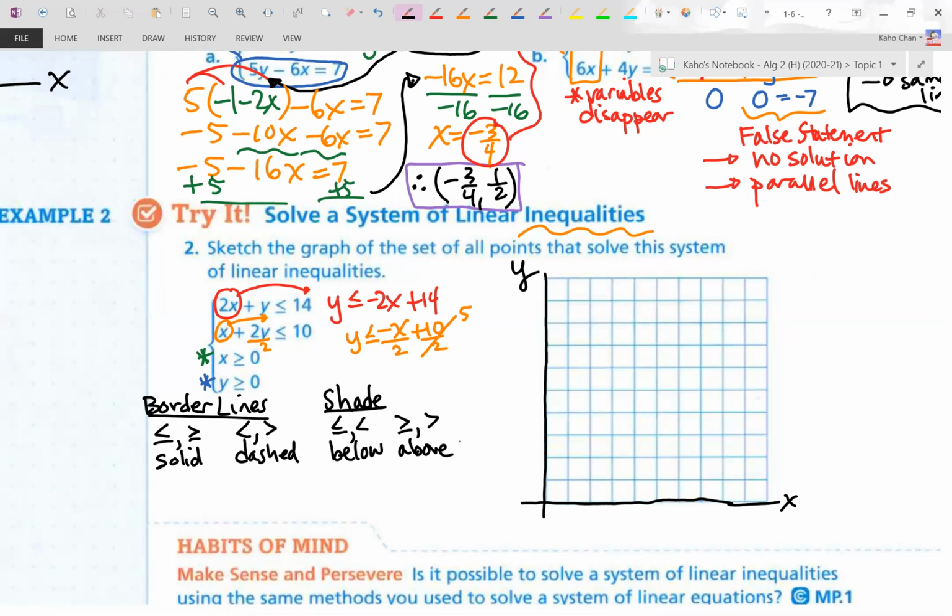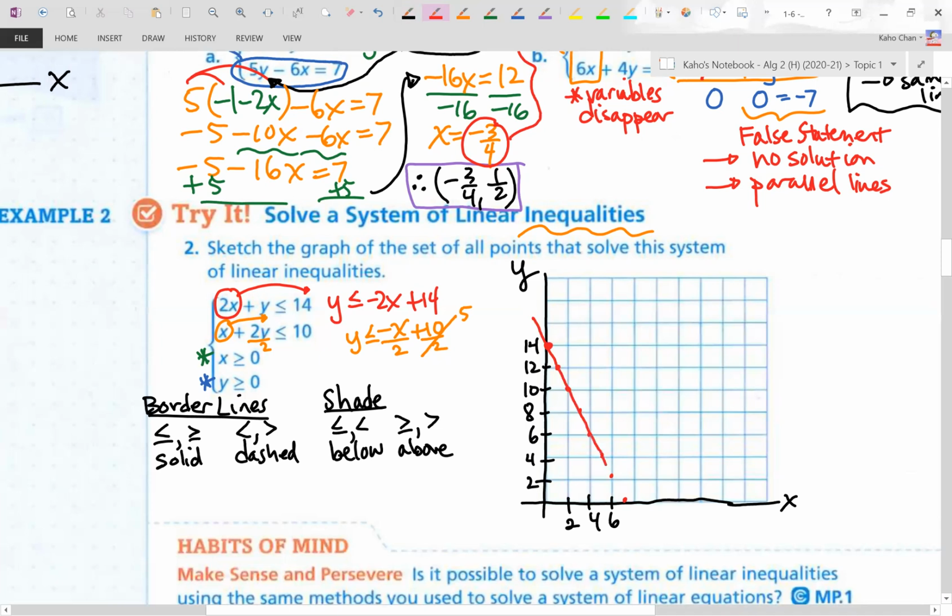y is less than or equal to -2x plus 14. Looks like I need to go by 2's in order for this to work, because my y-intercept is 14. That's crazy. So there it is. Put a point at 14. Its slope is negative 2 over 1. It's a negative slope. So let's do that. Negative 2 over 1 and so on. It's a solid line. I'm going to go ahead and draw my solid red line. Bam.